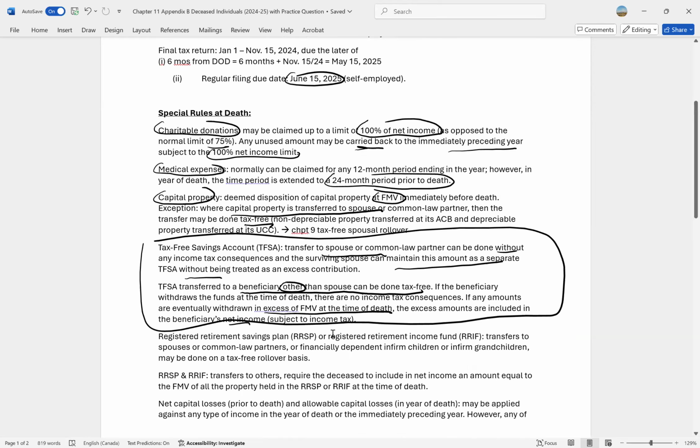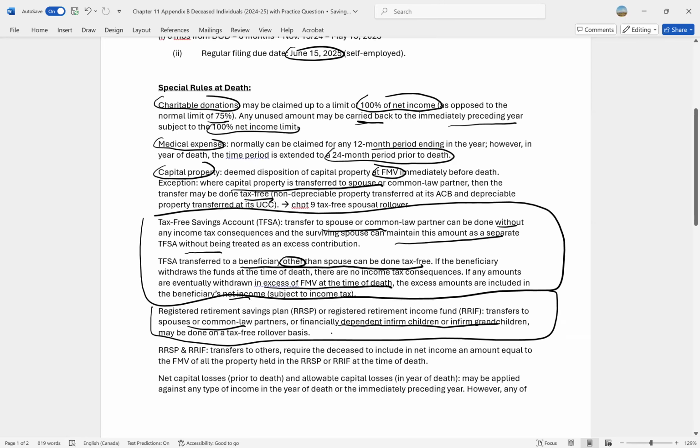We talked about RRSPs. RRSPs can be transferred tax-free to a spouse or common law partner at death, or if they have any financially dependent infirm children or grandchildren, it can also be done tax-free. If the RRSP or the RIF goes to others, then the deceased will have to include all of that in their net income. So once again, when somebody passes away, the value of their RRSP will go into their income unless it goes to a spouse or common law partner or a financially dependent infirm child or grandchild.